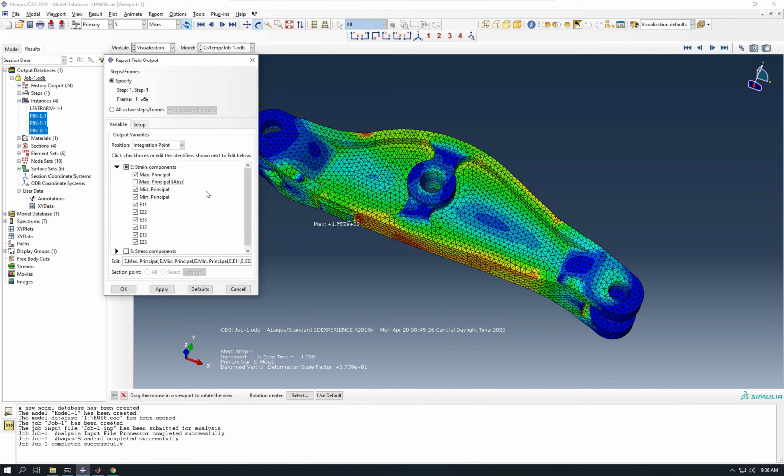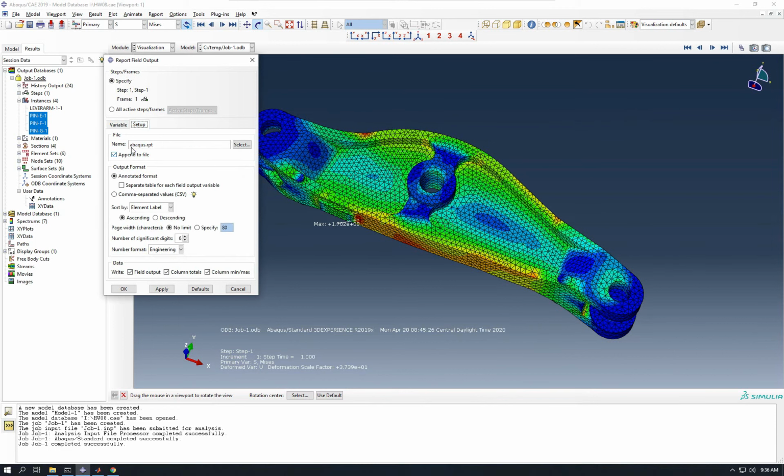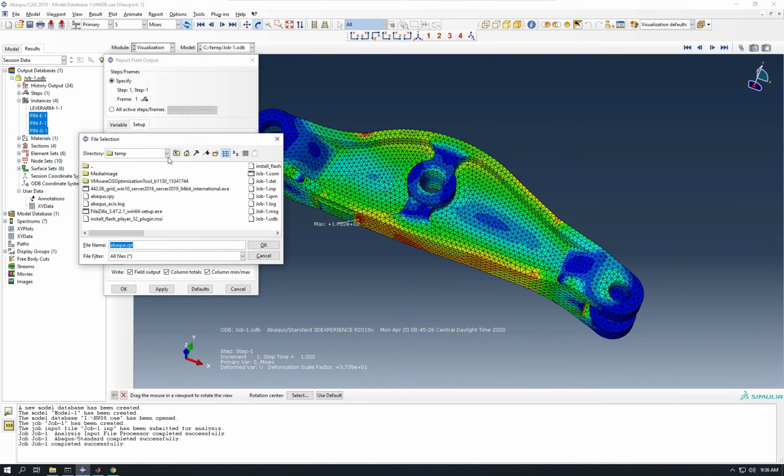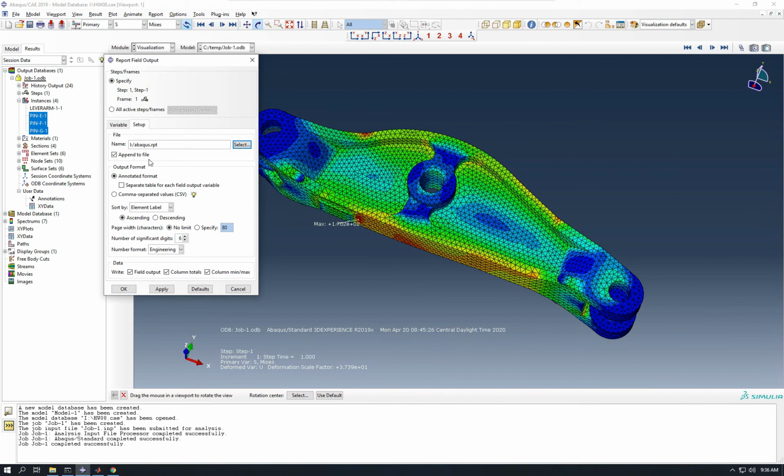So, then in the setup, this is the default name, and you better select a folder that you have access to. I'm gonna put it in my iDrive, and then I don't want to append to file. I want to create a new file. Sometimes you need to get a lot of information from Abaqus, and you want all of them combined in one file, so every time you get your report, you check this. But this time we only want one, so we uncheck this.